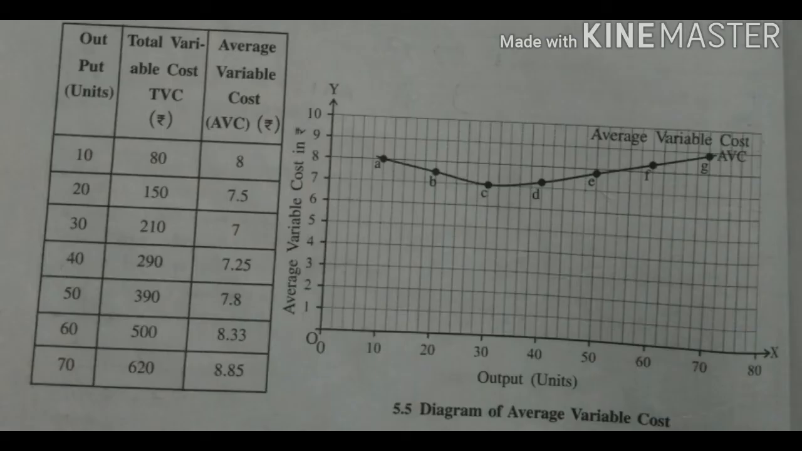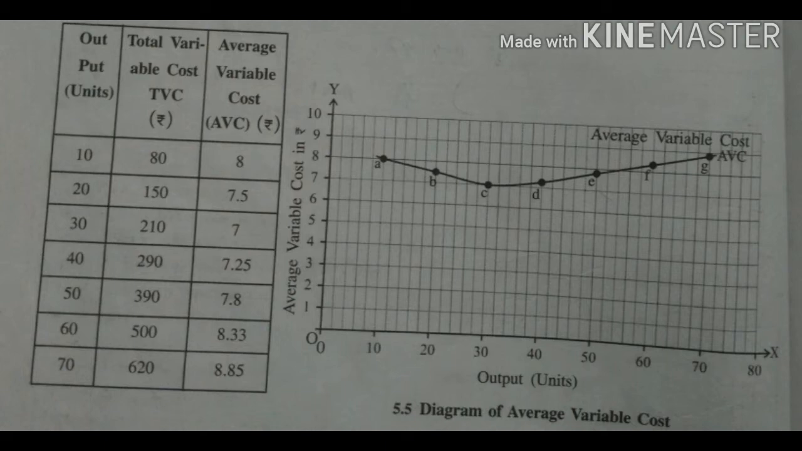So here you can see the total production, that is the output, is given. Next column is your total variable cost, and when you divide it you get the average variable cost. 80 divided by 10 you get 8, 150 by 20 you are going to get 7.5, 210 divided by 30 you get 7. So this way we got the table ready, and now we are going to put it in the graph. So in the graph you can see how the points have been plotted and joined. So you get your average variable cost curve.